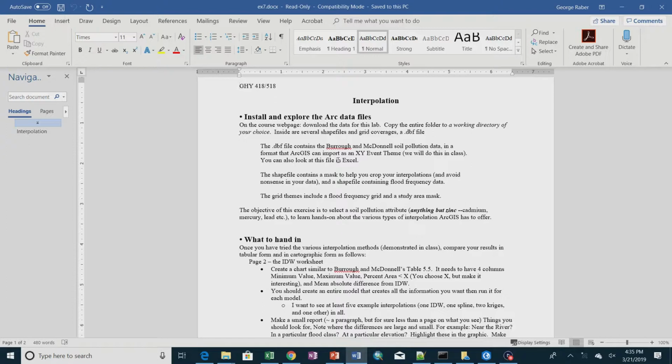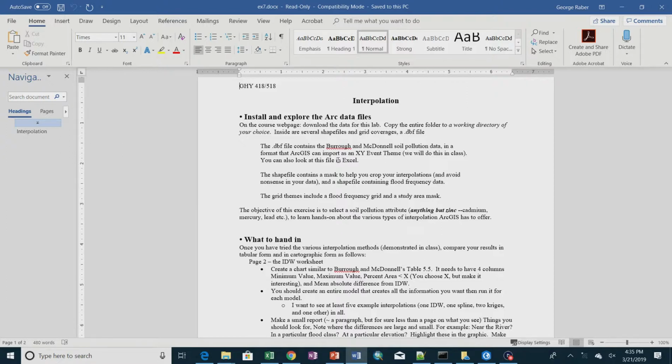So there is a DBF file that came with this text. We actually used to use this text for this class, the whole text. But it's a really thin book, and it was like $150. So we don't use the whole book anymore, but I still use this chapter. So it contains the soil data that came with the data. So ArcGIS can import this soil data. So we're going to do that together in class.